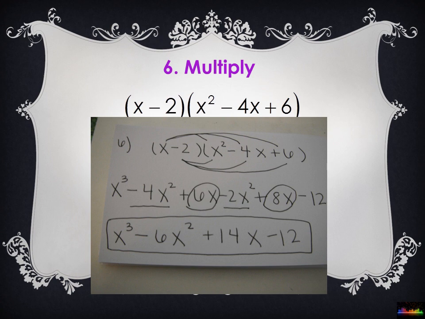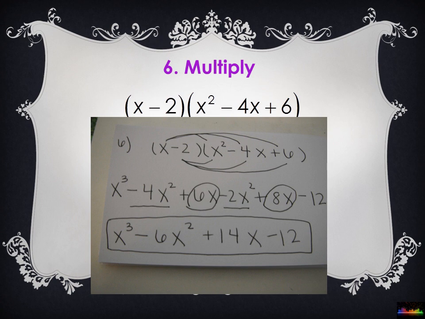So we do x times x squared, which is x to the third, x times negative 4x, which is negative 4x squared, x times 6, which is 6x, and then we do negative 2 times everything in the polynomial. Negative 2 times x squared is a negative 2x squared. Negative 2 times negative 4x is a positive 8x. Negative 2 times 6 is a negative 12. We now have our expression after we distributed both terms to the polynomial.